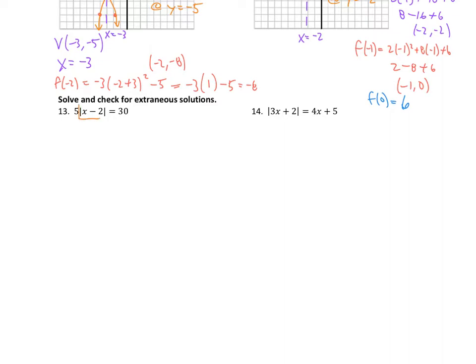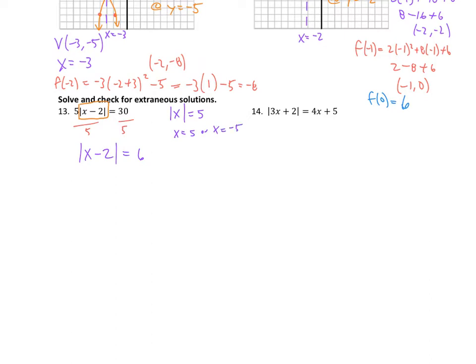So what I'm looking to do is isolating this here for 13, so that means I'm going to get rid of that 5. So I'm going to divide both sides by 5. So I have absolute value of x minus 2 equals 6. And now we split the problem into 2 to get rid of those. The idea here is like if I said the absolute value of x was equal to 5, is that x could equal 5 or x could equal -5.